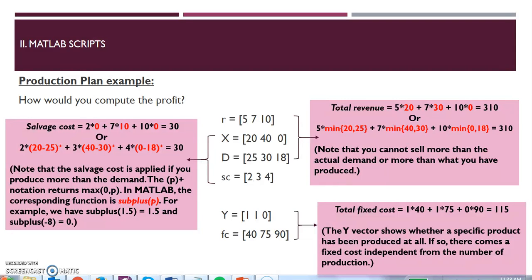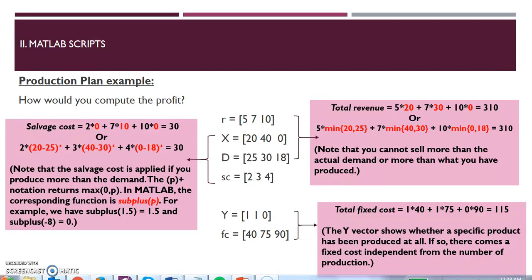I can first compute a vector in which the elements are the minimum of respective elements in the vectors x and d. Then I can multiply these new vectors by the vector r. Finally, how do I compute the salvage cost? Let's look at an example. So I have produced 20 of a product 1, but the demand is 25 for that product. So that means I have sold all the items that I have produced. Do I need to pay anything for the salvage cost? Of course not.